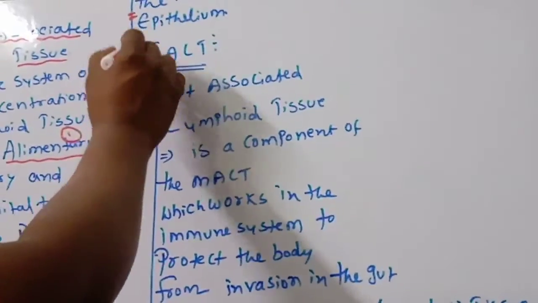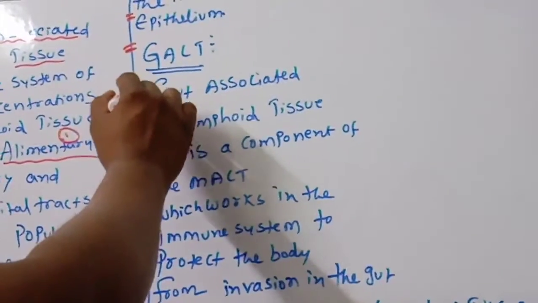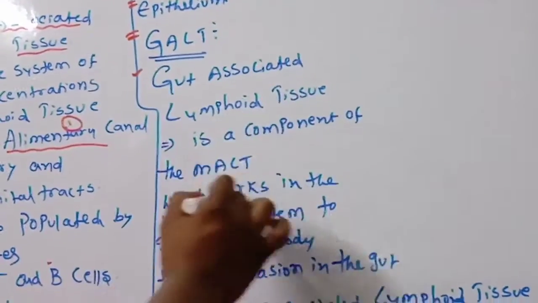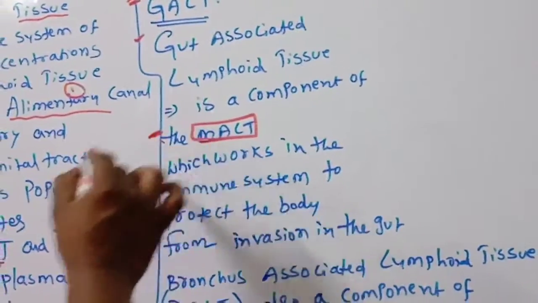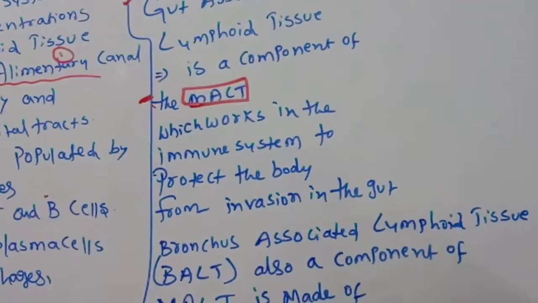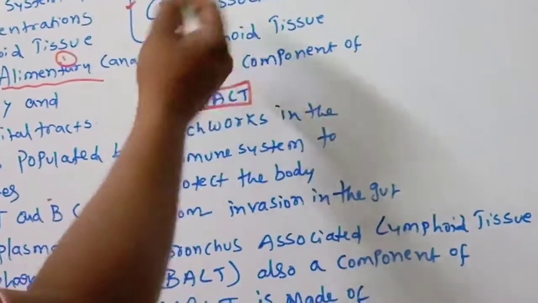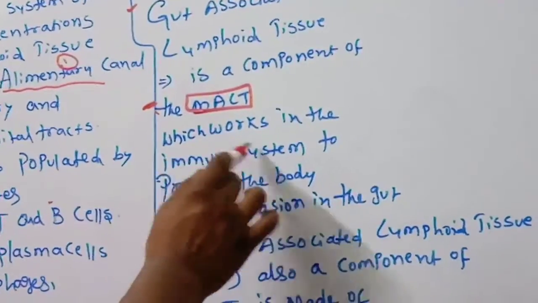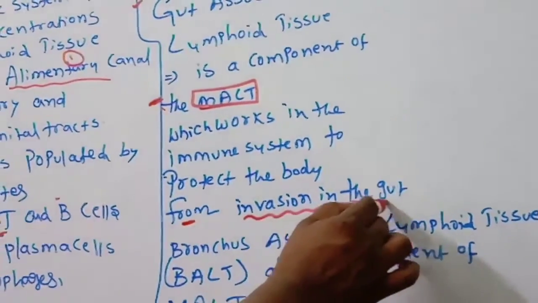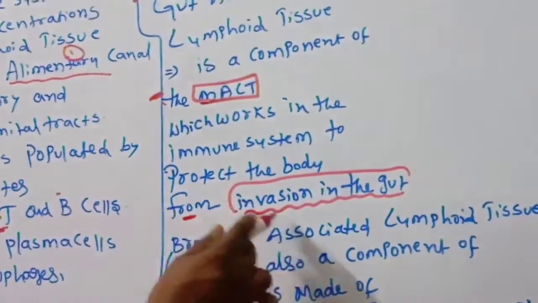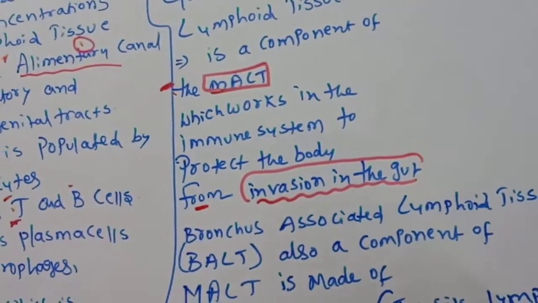Next one, GALT. GALT is gut associated lymphoid tissue, a component of the MALT. It is a component of mucus associated lymphoid tissue. It works in the immune system to protect the body from any unwanted antigen that has invaded the gut. That antigen is killed by what is called GALT.